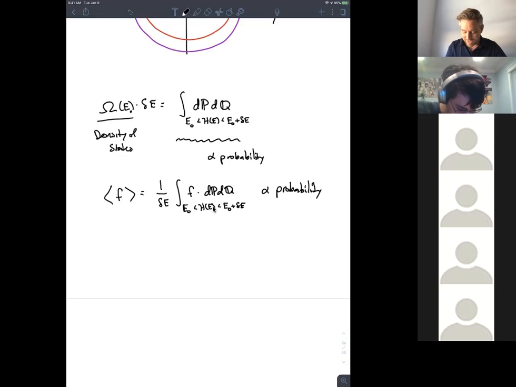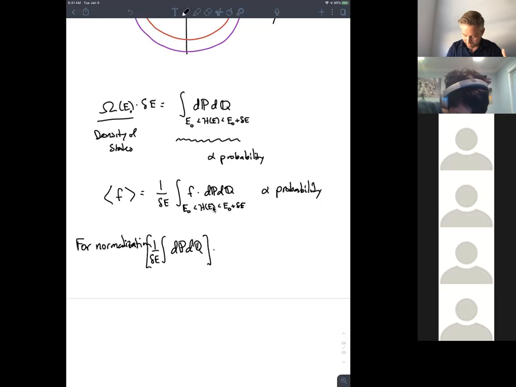Okay, and for it to be normalized, what you would need is that if you take this integral, which we said was, again, proportional to our probability density, we need this integral times some constant to come out to be equal to 1, all right? And so to ensure that that happens, what we have to do is take this expectation value and essentially divide by the total number of possible states, right?